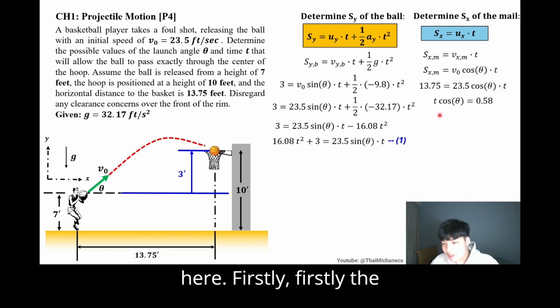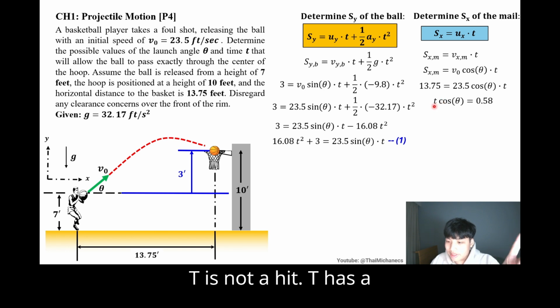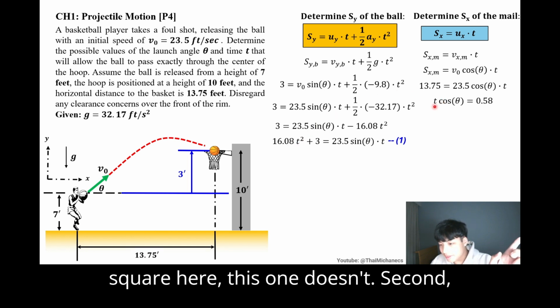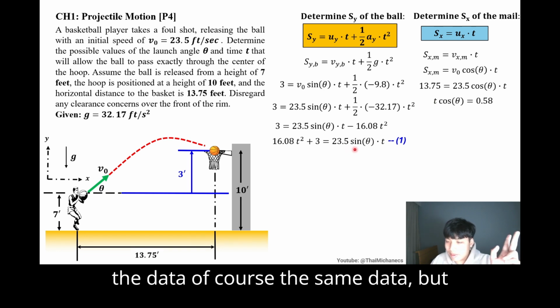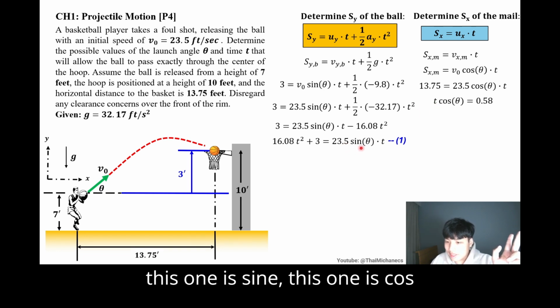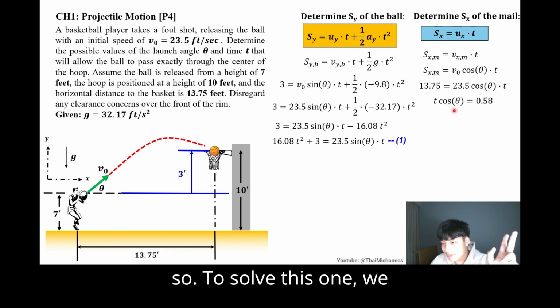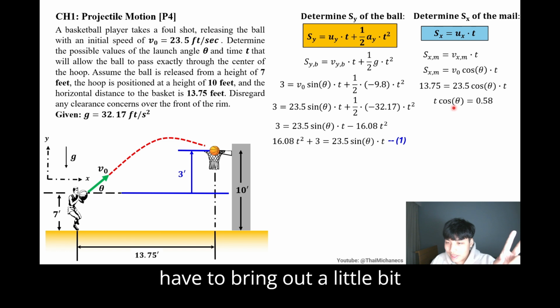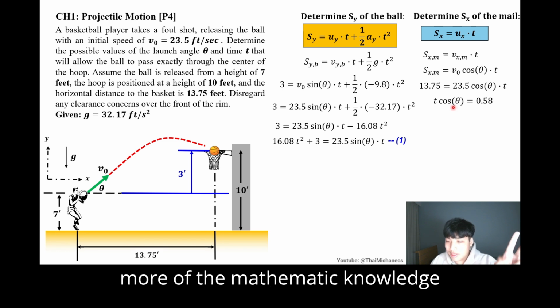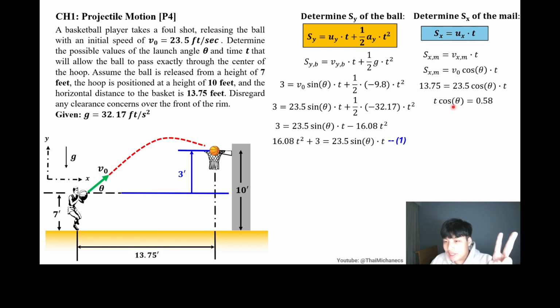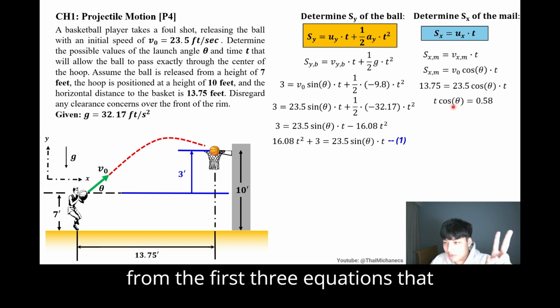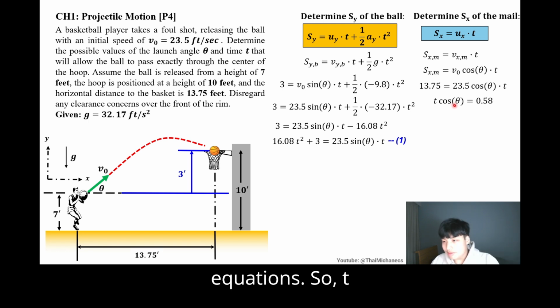So t cos theta equals 0.58 is the second equation, but you can see there is some complicated mathematics here. Firstly, the t in the first equation has a square, and this one doesn't. Second, the theta is of course the same, but this one is sine and this one is cos. To solve this, we have to bring out a little bit more mathematical knowledge that wasn't involved in the first three questions.